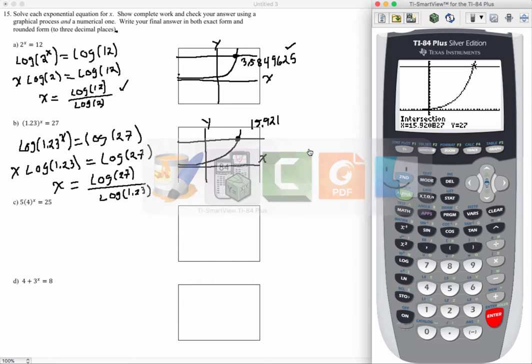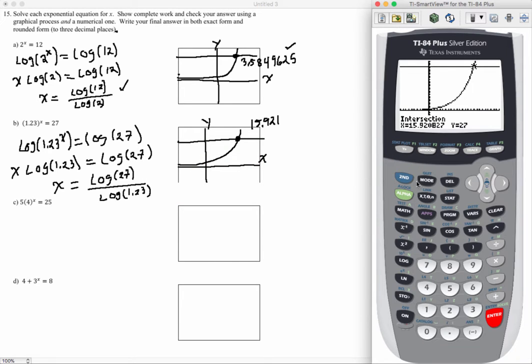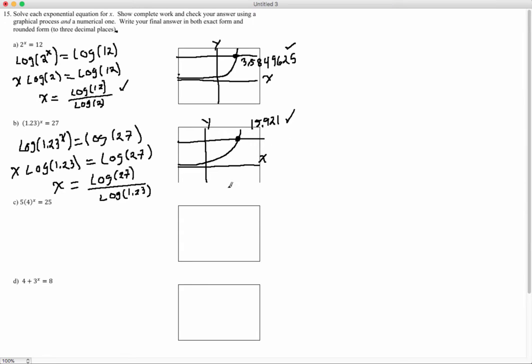Okay, so let's check that on the calculator in terms of numerical to see if, when we evaluate the expression that we got on the right hand side there, it turns out to be about 15.921. So let's see. We got log of 27 divided by log of 1.23. Yep, check-a-rooney, about the same, okay?